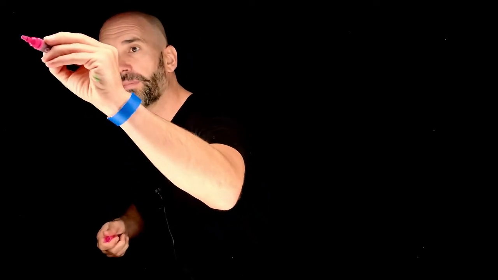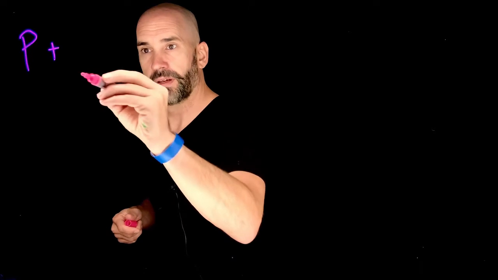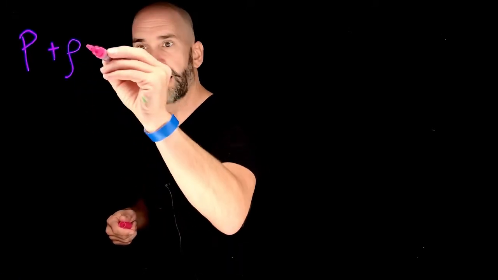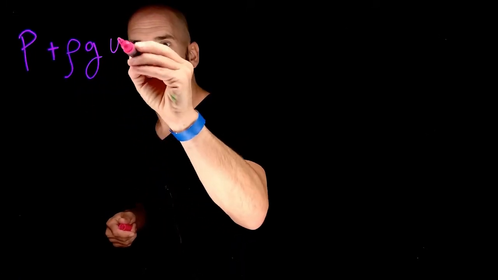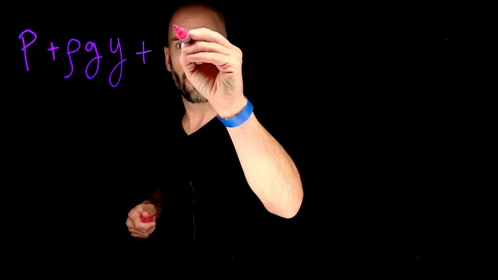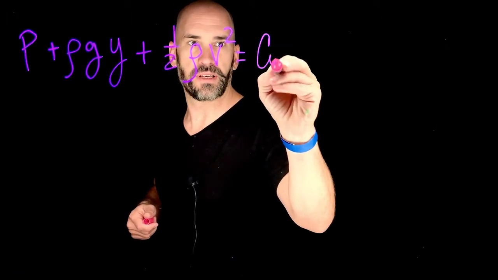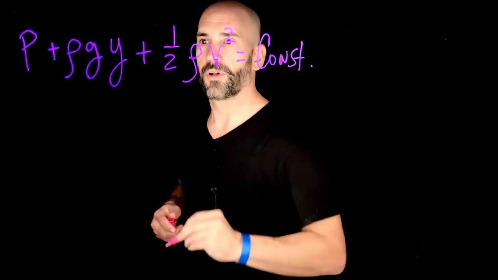And Bernoulli's law basically just says that for any given fluid flow, at any given point, the pressure plus the density times gravity times y, which is the height or elevation of the fluid, plus 1/2 times the density times velocity squared always must be constant, okay?